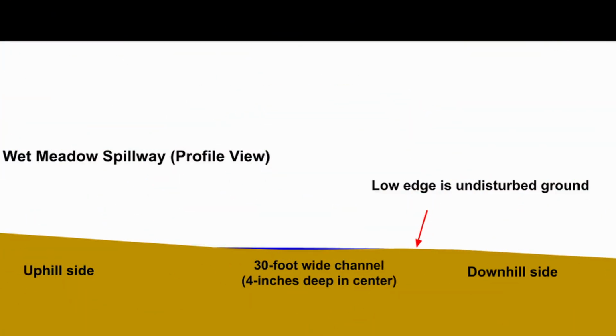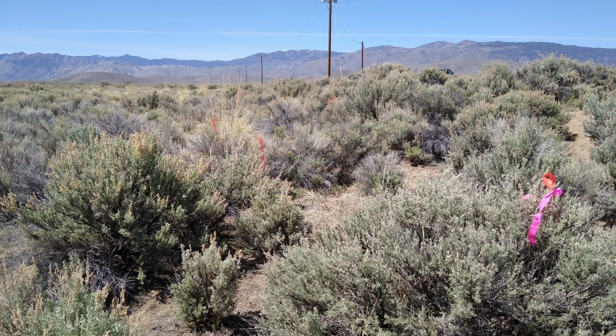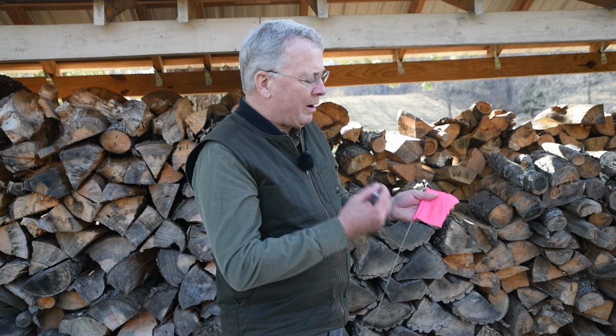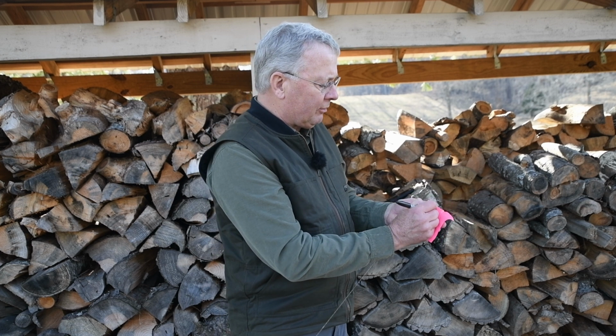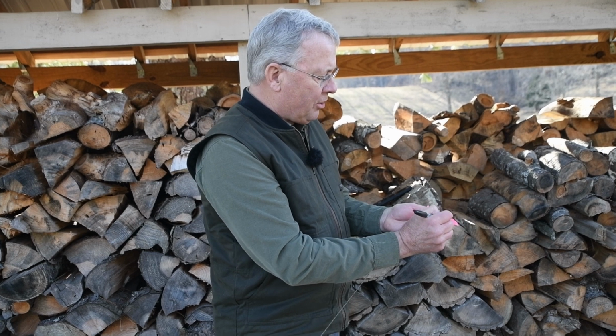To build the spillway, it was necessary to dig a 30-foot wide channel that was only 4 inches deep in the center along its entire length. We tied colored plastic ribbons to the shrubs to show where vegetation should be removed to build the spillway. After the excavator removed the vegetation, I used a laser, tape measure, and wire flags to mark both the upper edge and the lower edge of the spillway we wanted to build. We used a marker and wire flags to mark the elevation of the spillway that we're building along the entire length.